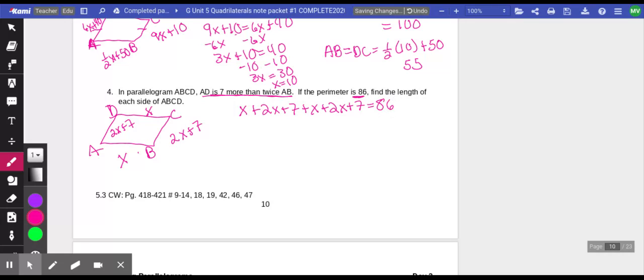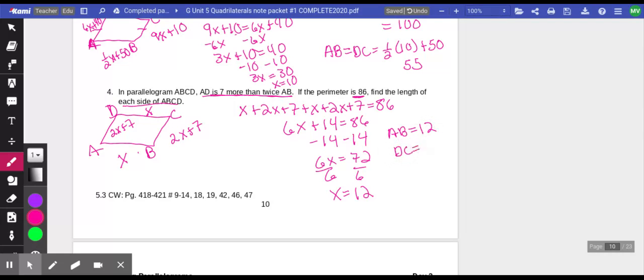And I'm just going to solve that. So that's 6x plus 14 equals 86. Subtract 14. 6x equals 72. Divide by 6. And x equals 12. It didn't ask me to find x. It asked me to find the length of each side. So that means AB equals 12, DC equals 12. And then AD is 2 times 12 plus 7, which is 31, and BC also equals 31.